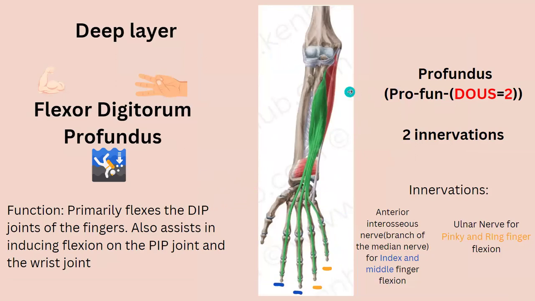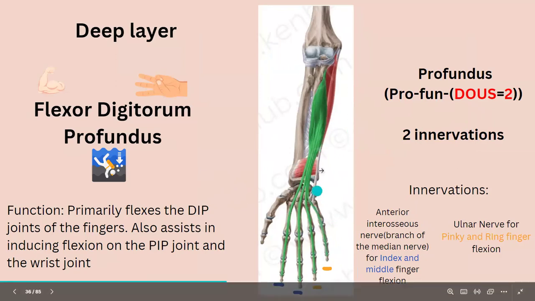Now, profundus actually has a really important and high-yield feature. It's innervated by two nerves. It's innervated by the ulnar nerve, and it's innervated by the anterior interosseous nerve. Now, anything that's innervated by the ulnar nerve will only take part on the medial side, and anything that's innervated by the anterior interosseous nerve would be on the lateral side. So the pinky and the ring finger, right here, are innervated by the ulnar nerve, and your index and middle fingers are innervated by the anterior interosseous nerve.